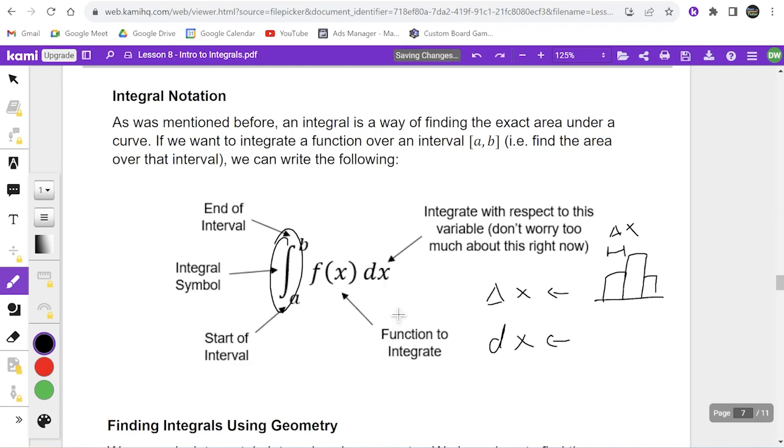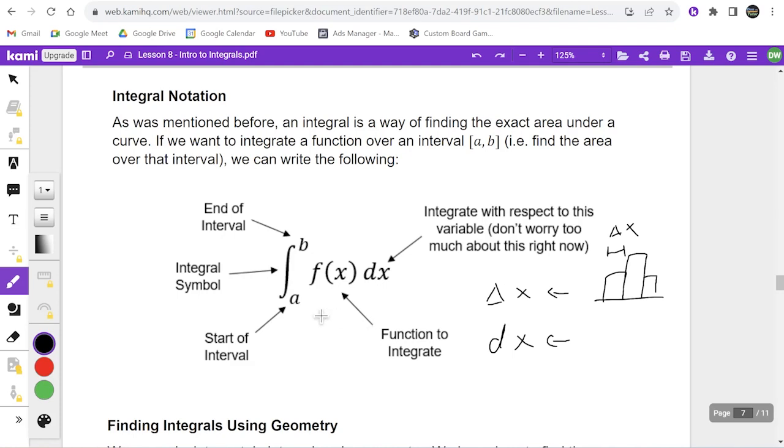So if you start a sentence with a capital letter, in other words, if you have an integral, then you better end your integral with a dx, or else it's like forgetting a period at the end of your sentence. Okay, so that's it for the notation.